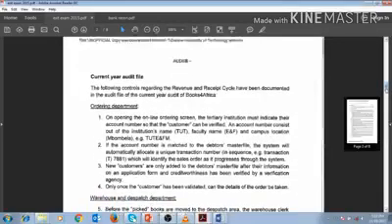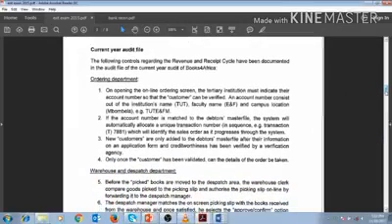Current year audit file. The following controls regarding the revenue and receipt cycle have been documented in the current year audit file of Books for Africa. Ordering department: on opening the online ordering screen, the tertiary institution must indicate their account number so that the customer can be verified. An account number consists of the institution's name, faculty name, and campus location. If the account number is matched to the debtors master file, the system will automatically allocate a unique transaction number which will identify the sales order as it progresses through the system.